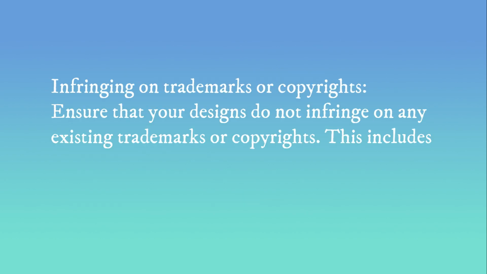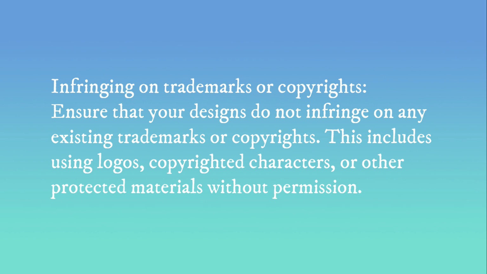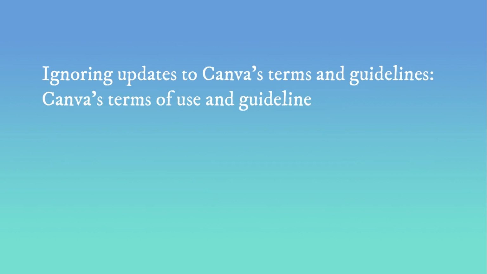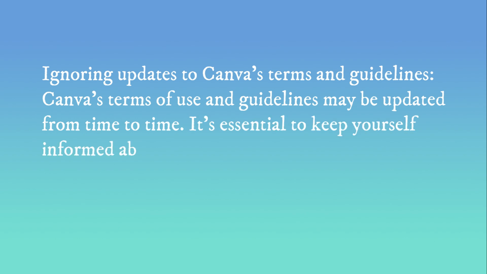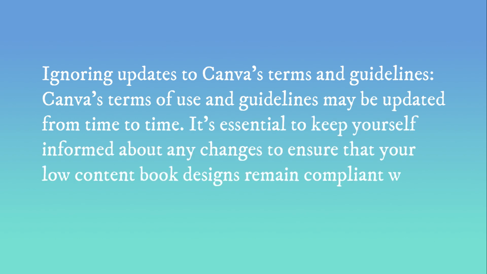Number 4 would be infringing on trademarks or copyrights. I'm sure you know this by now. Ensure that your designs do not infringe on any existing trademarks or copyrights. This includes using logos, copyrighted characters, or other protected materials without permission. And number 5 is ignoring updates to Canva's terms and guidelines. Canva's terms of use and guidelines may be updated from time to time, so it's essential to keep yourself informed about any changes to ensure that your low-content book designs remain compliant with their rules.